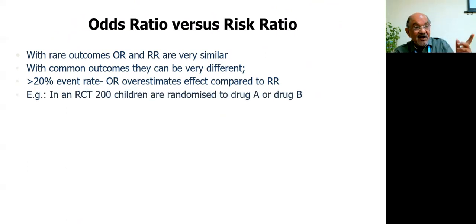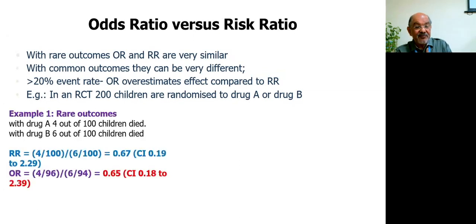Okay, so I'll give you an example. In an RCT, 200 children are randomized to drug A or drug B. If you have a rare outcome, only 4 out of 100 died with A and 6 out of 100 died with B, your risk ratio is 0.67, and your odds ratio is 0.65. And the confidence intervals virtually overlap.